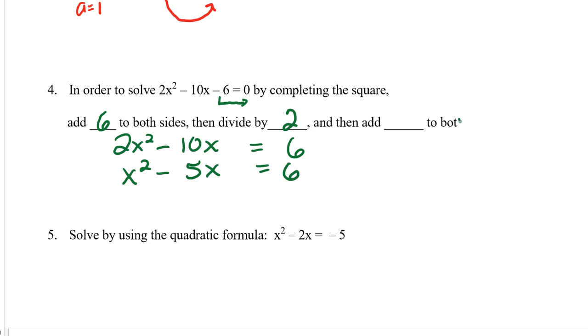And then what do we want to add to both sides? It looks like I cut that off here. So we would take half of our middle coefficient. So half of this term would be negative 5 halves. And then we would square it. That's what we would have to add to both sides. We would have to add 25 over 4 to both sides. And then we could finish the complete the square process.